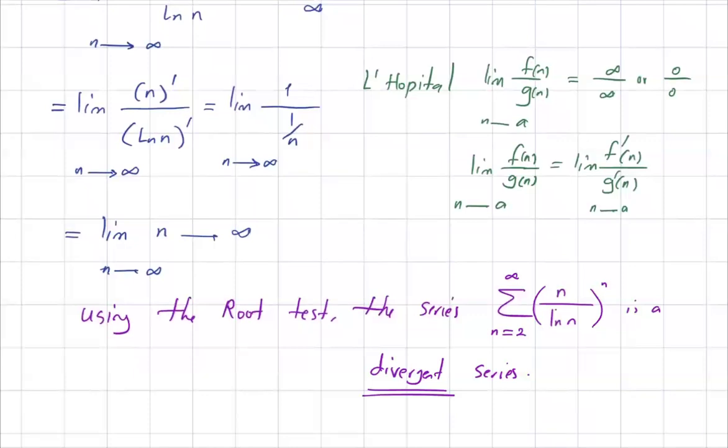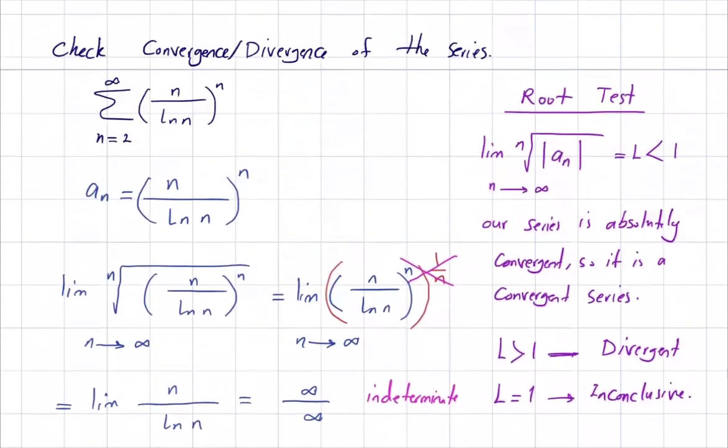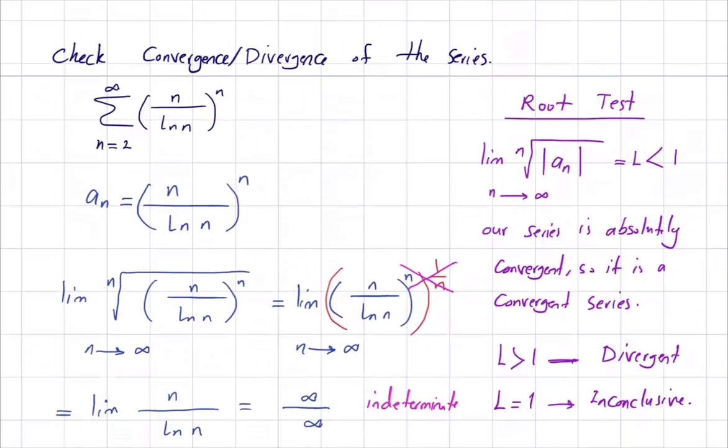Let us recap what we did. We are checking the convergence and divergence of the following series. We have the summation of n divided by ln of n to the power n. We're going to apply the root test because of this exponent n. So this is our very first attempt. If this attempt doesn't work, meaning if L is equal to 1 and you get an inconclusive test, it means that we have to switch to something else. For now, because of the power n, I'm going to use the root test.